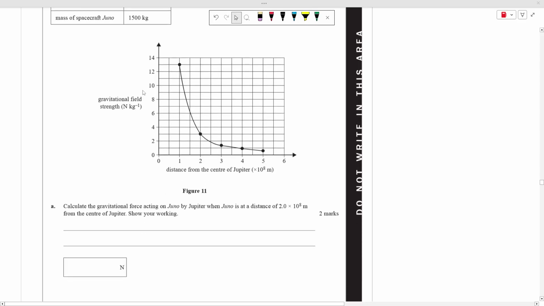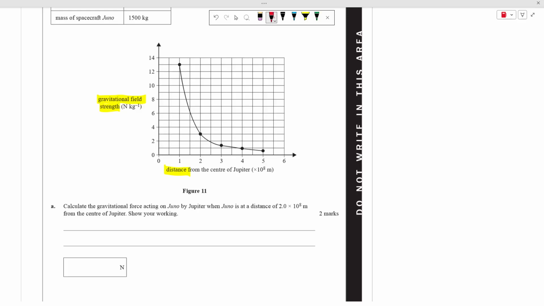Okay, so just make a note. This is a gravitational field strength versus distance graph. Okay, not a gravitational force versus distance graph. Those are two different things, and we deal with each of those things in their own way.